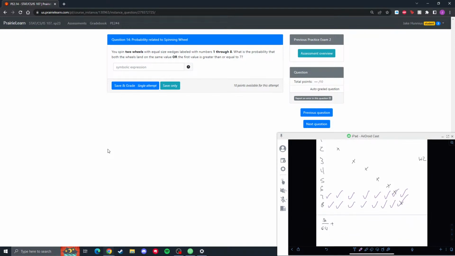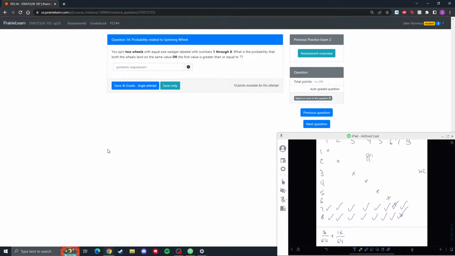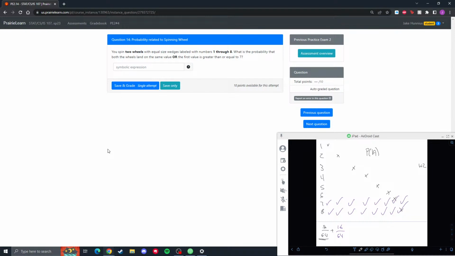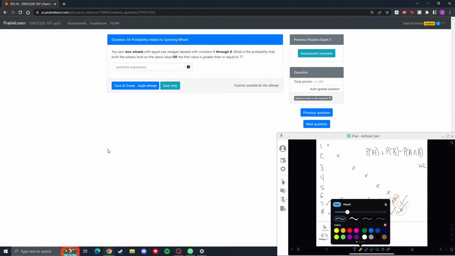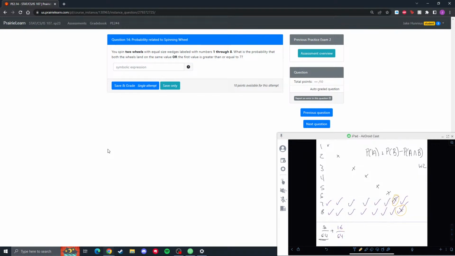So we have 16 over 64. And then with the addition rule, we know that the addition rule is going to be P of A, which is our 8 over 64, plus P of B minus P of A and B. So we just have to subtract the overlap here. And I am getting overlap where wheel 1 is 7 and where wheel 1 is 8. So we'll just go ahead and subtract off 2 over 64.